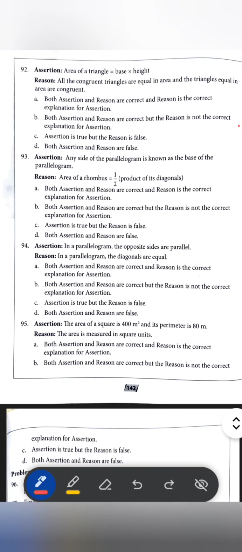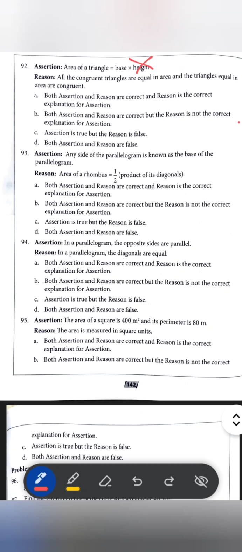Okay. So very few questions left. Area of a triangle is equal to base into height. No, absolutely wrong. Half into base into height. All the congruent triangles are equal in area and the triangles equal in area are congruent. All the congruent triangles, yes, if they are equal, so definitely their height will also be equal and the base. So that is correct. Okay, so here we can say that assertion is false but reason is true.